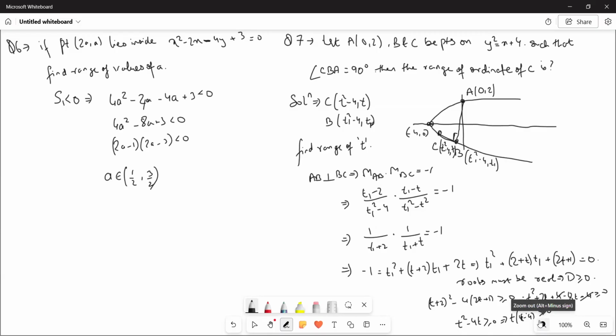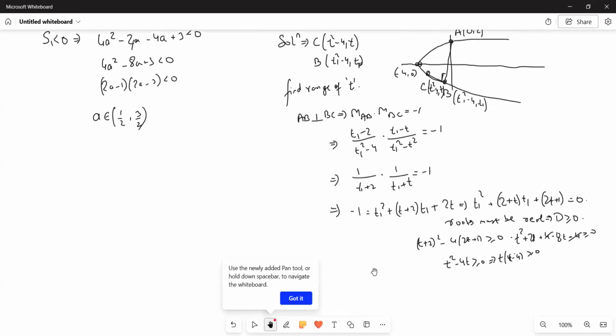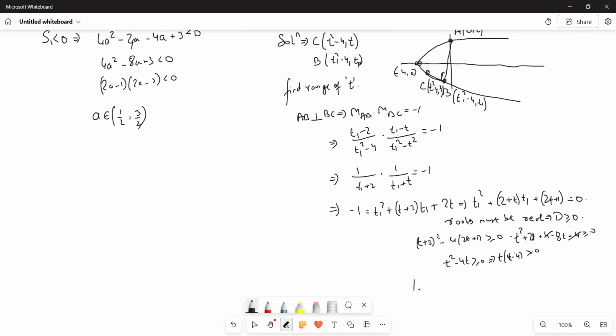Now again, when is an upward sloping parabola positive? Everywhere except between the roots. So the answer will end up becoming t lies between minus infinity to 0 union 4 to infinity. That will be the answer. The brackets are square brackets, since it is greater than or equal to 0.